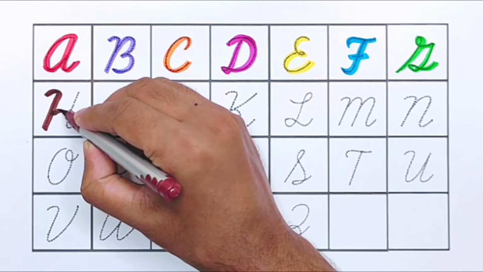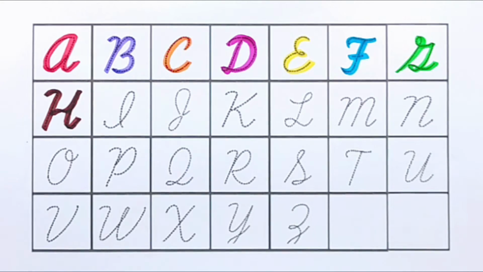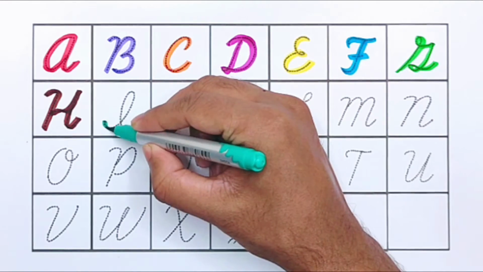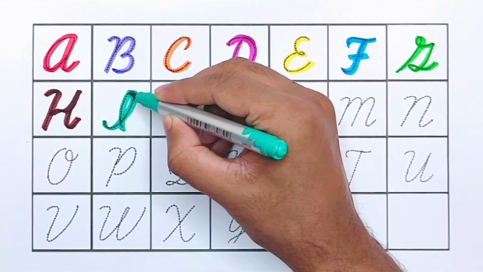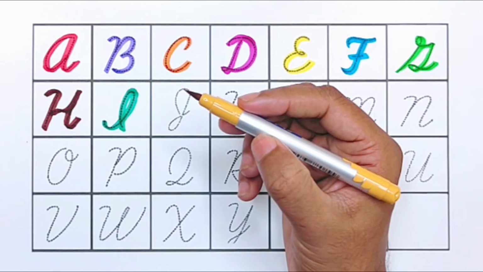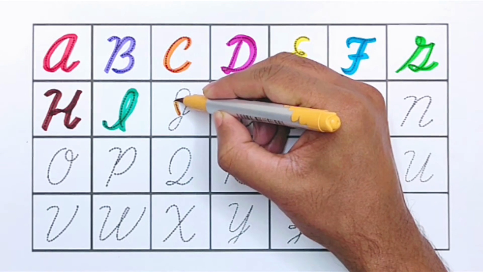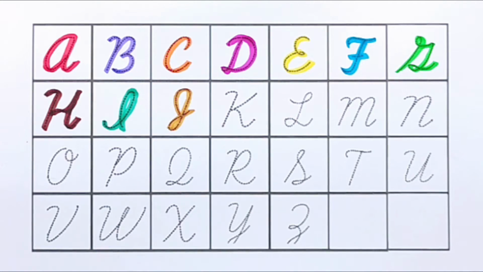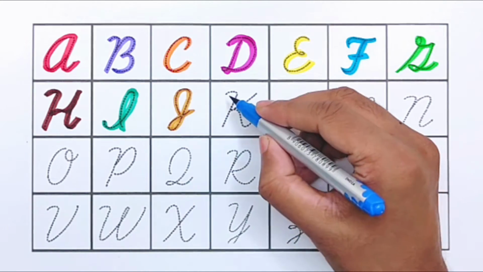H for helicopter, sea green color. I for Iceland, yellow brown color. J for jelly, blue color.